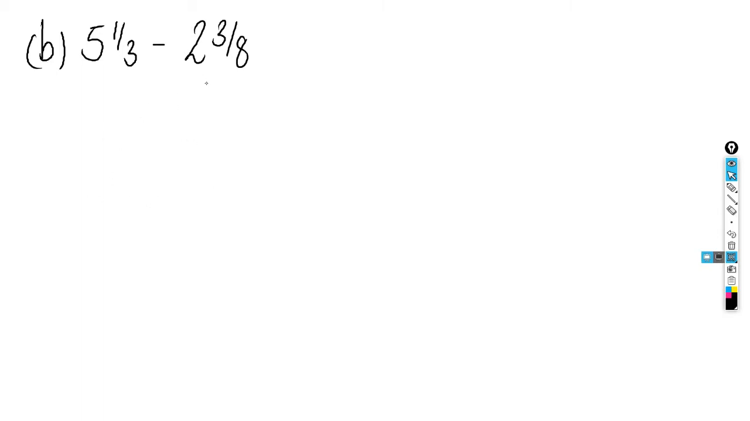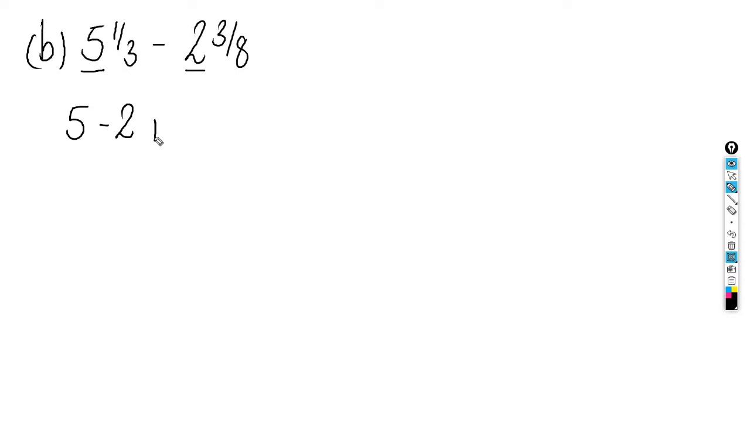All right, guys. So let's look at this second example here. It says 5 and 1 over 3 minus 2 and 3 over 8. So the first thing here we're going to do is we want to subtract the whole numbers, right? So this 5 and this 2, we're going to subtract the whole numbers. So we're going to get 5 minus 2, right? Then we're going to deal with the fractions, right? We'll have to subtract these fractions from each other.